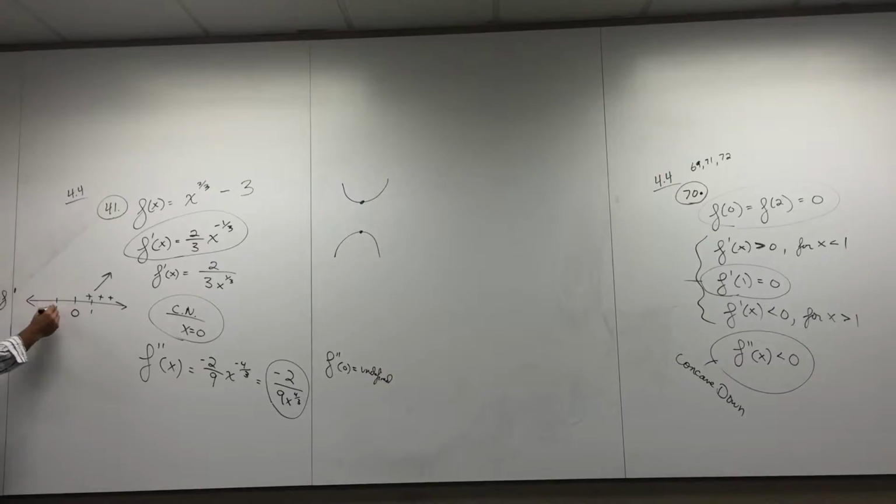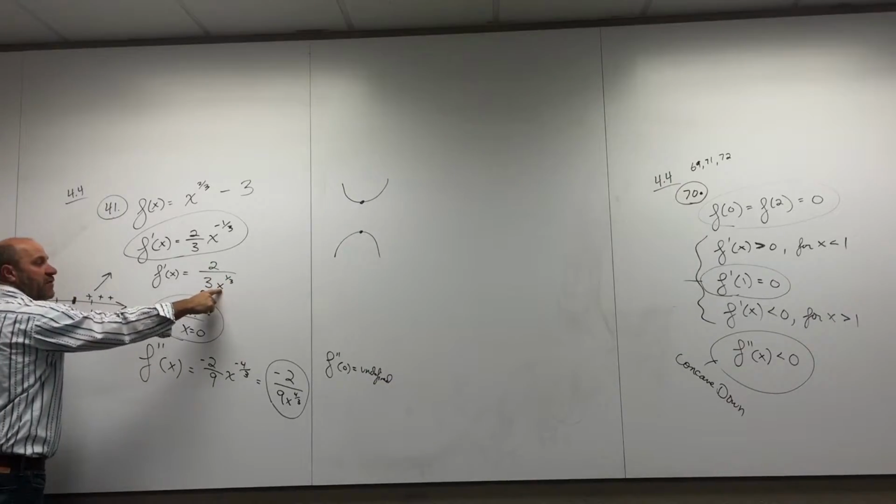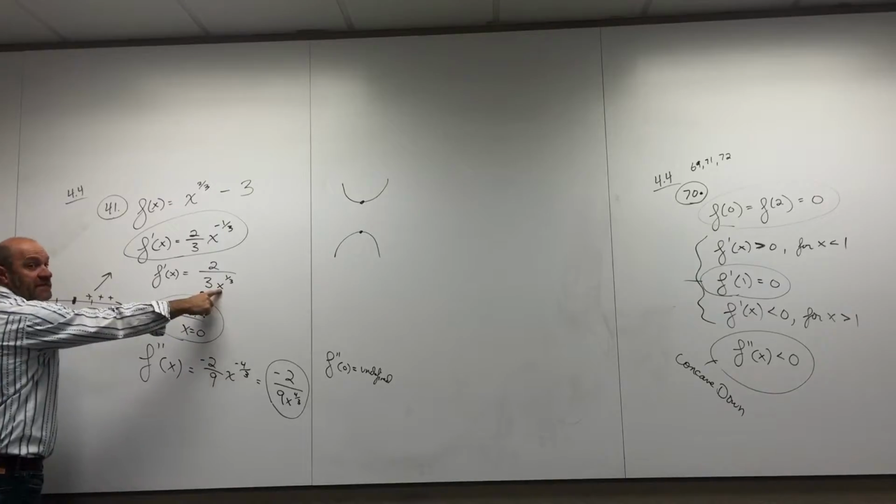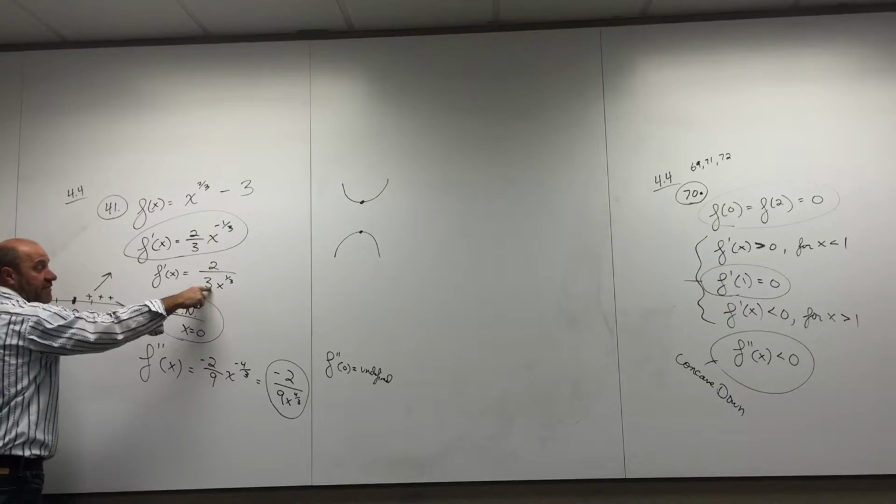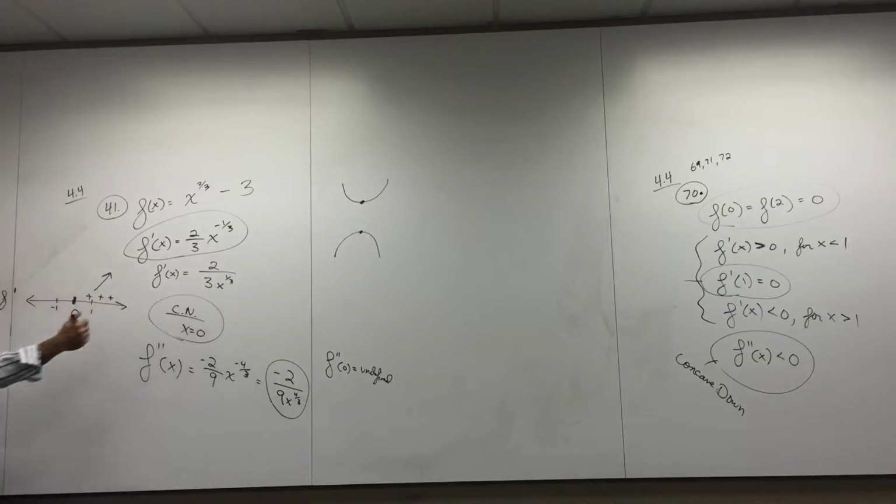Let's try a negative 1. The cube root of negative 1 is negative. Divided into it, that's negative. It's decreasing. Okay, using the first derivative test, I find he's a min. You guys okay?